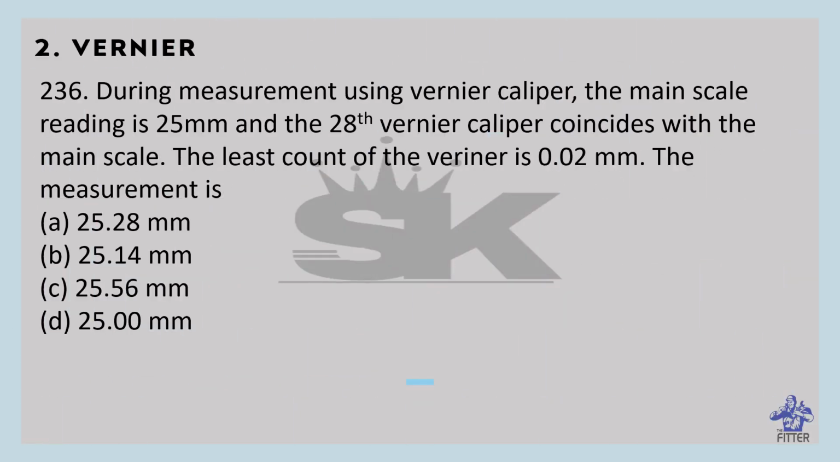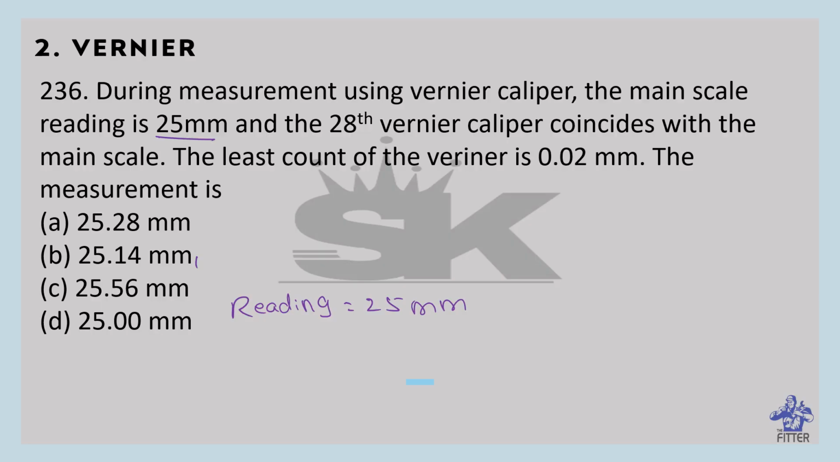During measurement using the vernier caliper, the main scale reading is 25 mm and the 28th vernier division coincides with the main scale. The least count of the vernier is 0.02 mm. The measurement is? So I will write it down directly here. The reading equals the main scale reading, which is here 25 mm. Okay.